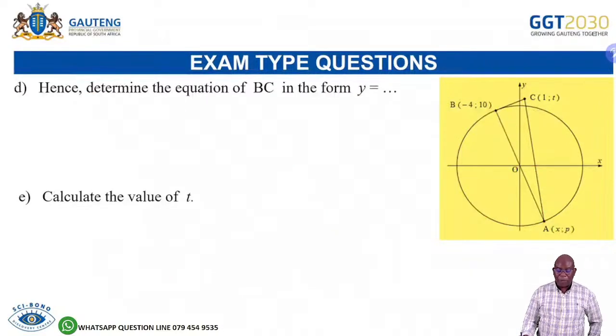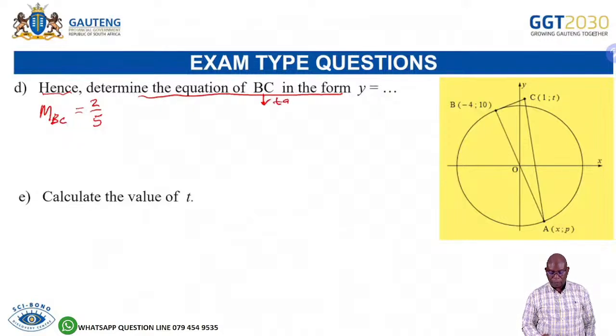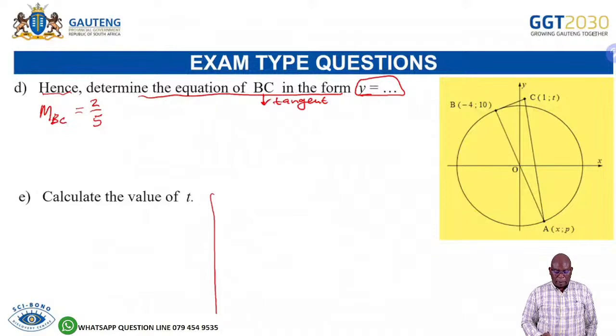Okay, D, the same answer, it says hence. So meaning that use what you got previously in the previous question. What I got on the previous question was the gradient of BC. So use what you got there to determine the equation of BC. I'm already told that BC is a tangent. Alright? And they said in the form y is equals to. So, how do I then get this in the form y is equals to?